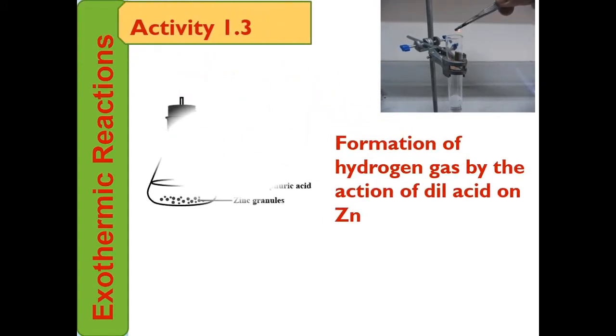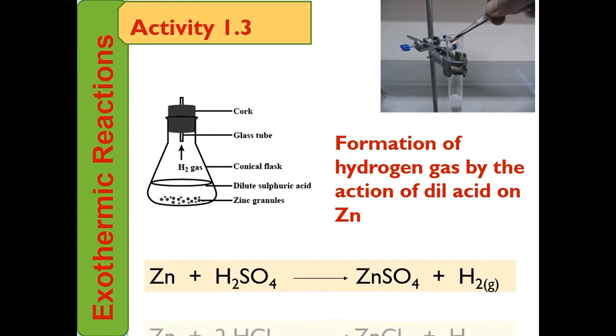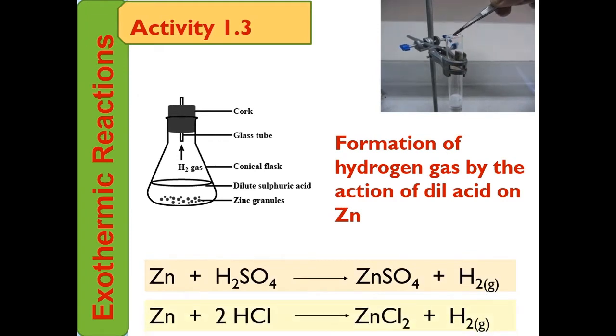Recall activity 1.3, which deals with the reaction of zinc with dilute sulfuric acid. As a result, hydrogen gas was formed, and one of the observations was that the conical flask in which the reaction took place becomes hotter. This indicates that heat is given out during this chemical reaction, and as a result the temperature of the flask rises.